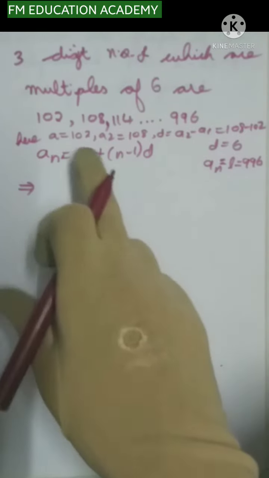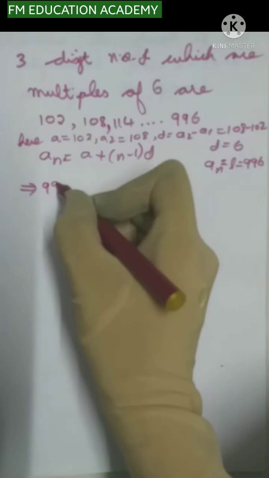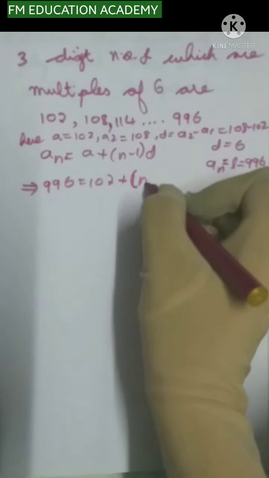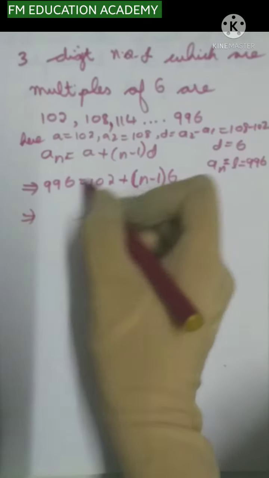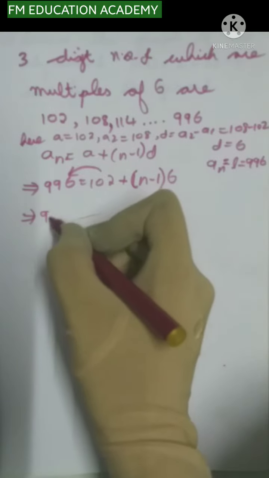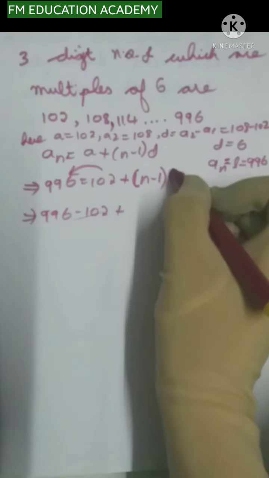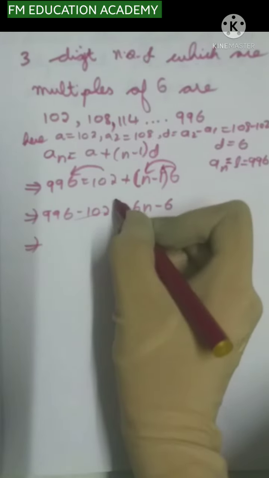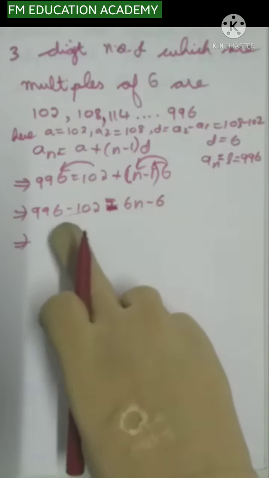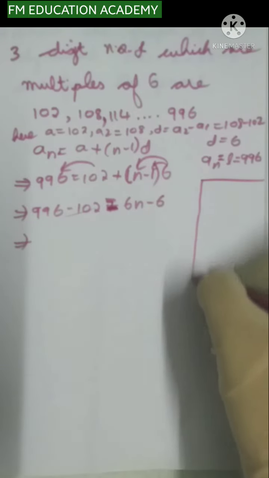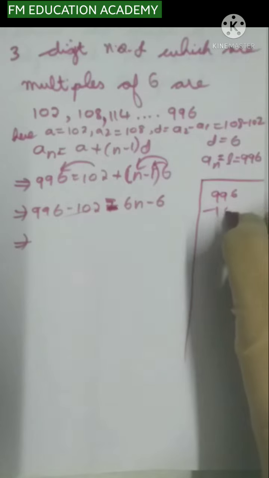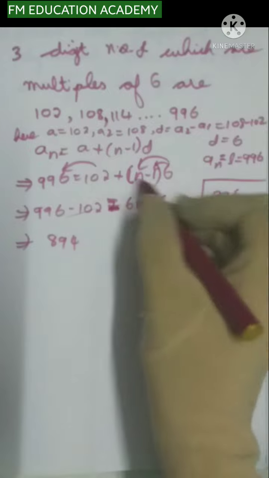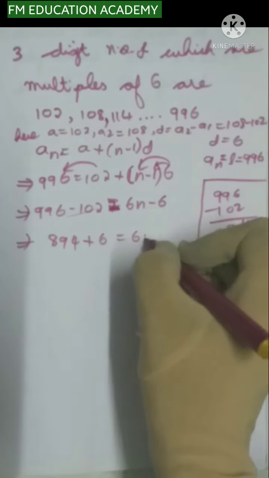an is 996, which equals a, which is 102, plus (n, which we have to find, minus 1) into d, which is 6. Now what to do? Simplify. 102 if it comes this side, minus 102, plus open this: 6 into n is 6n, 6 into minus 1 is minus 6. Here we should have 996 minus 102 equals, 996 minus 102 is 894. Now minus 6 also if it comes this side, plus 6, is equal to 6n.